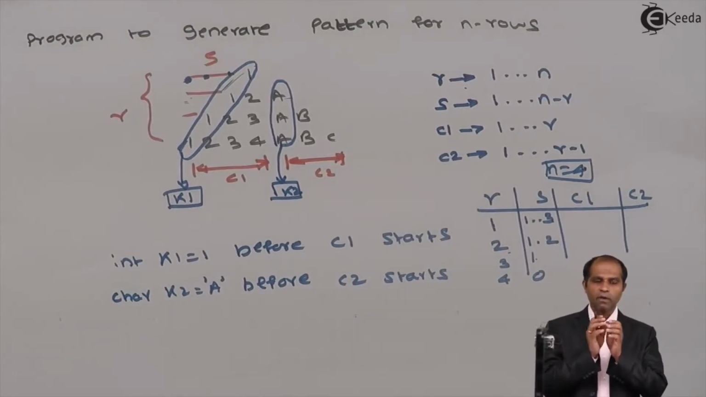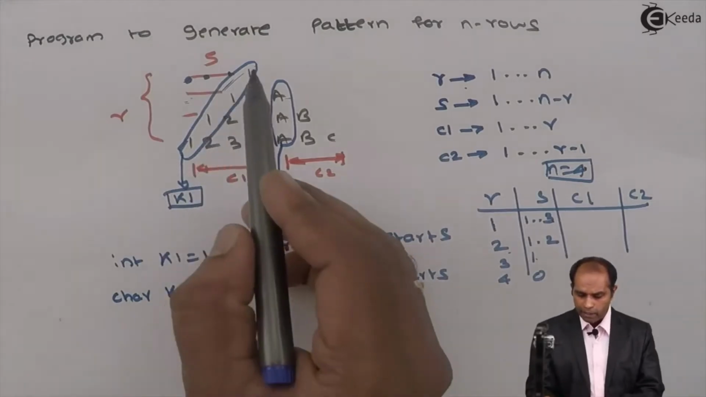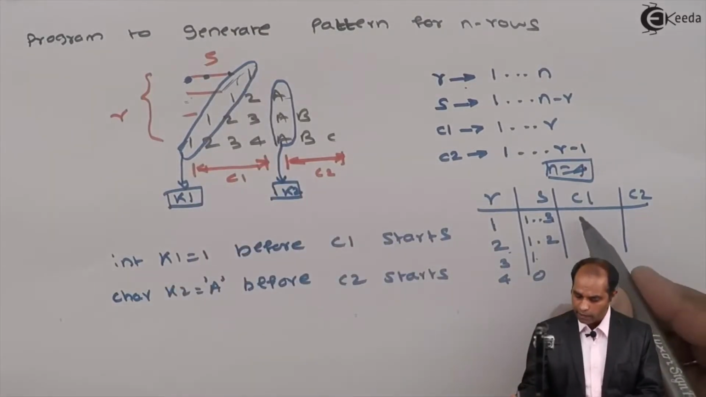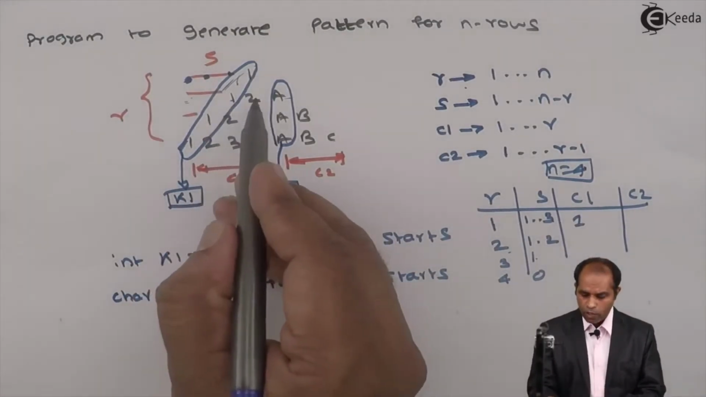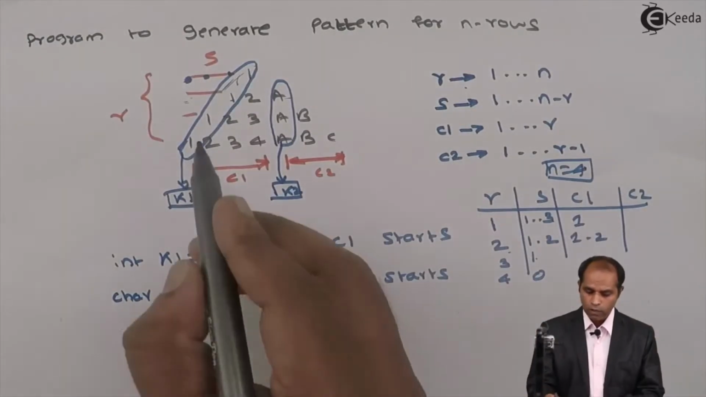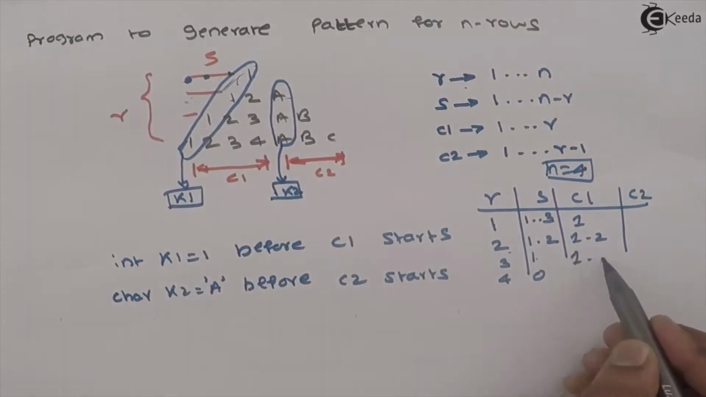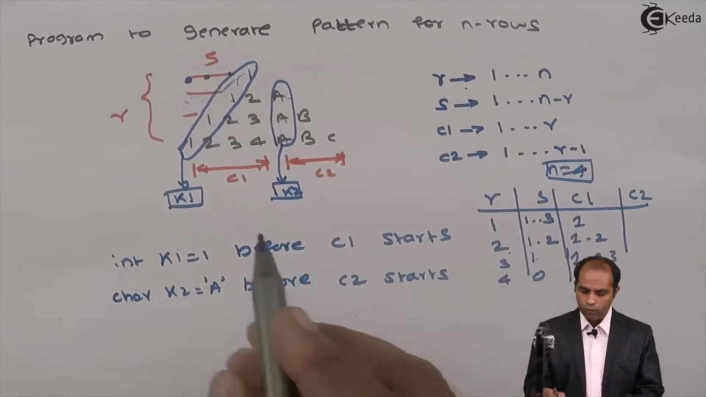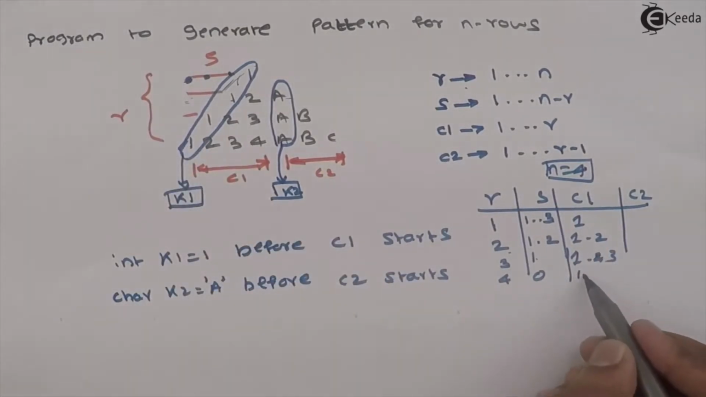C1 indicates the number of characters which are there on the left hand side. So how many characters are on the left hand side? In the first part, only one character. For the second row, I have 2 characters. For the third row, I have 3 characters. And for the fourth row, I have 4 characters. So it starts with 1, goes till 4.